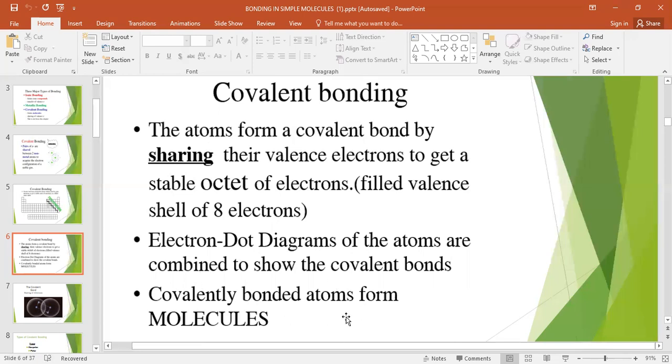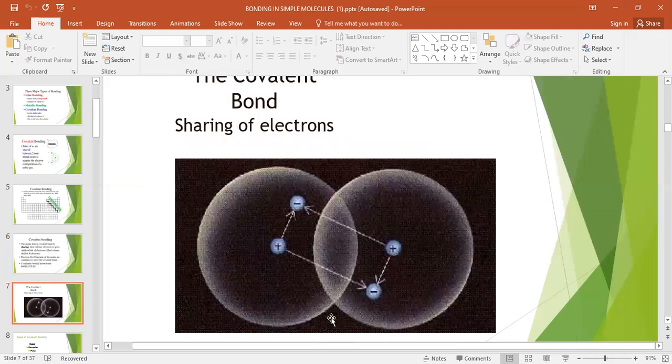Here, covalently bonded atoms form molecules. This is very special actually. Sometimes students get confused: even a compound forms a covalent bonding. A compound cannot form covalent bonding. A compound is formed as a result of an ionic bond, not a covalent bond. You can see here.